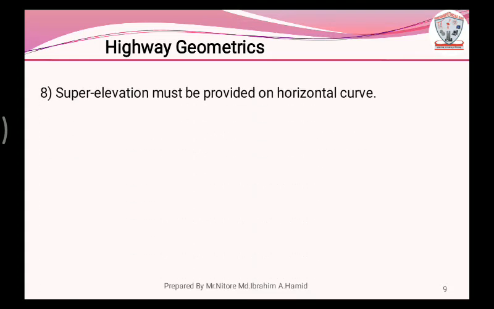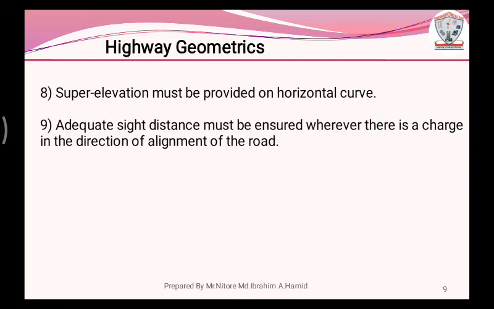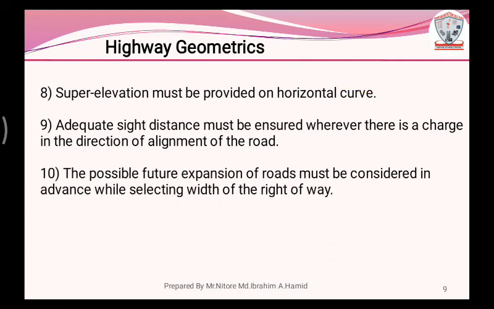Eighth, the super elevation must be provided on horizontal curves, and adequate sight distance must be ensured wherever there is a change in the direction of alignment of the road. In the tenth factor, the possible future expansion of road must be considered in advance while selecting the width of the right of way.